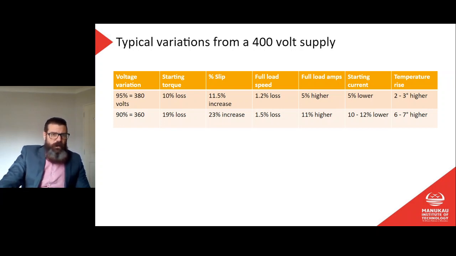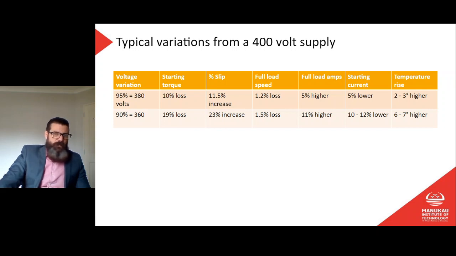Okay, so here we have it at 95%, so 380 volts. Our starting torque, we have a 10% loss. We have an 11.5% increase in slip. That's the difference between theoretical speed and actual speed. 1.2% loss in full load speed. So current will be 5% higher, starting current 5% lower, temperature rise will be 2 to 3 degrees higher.